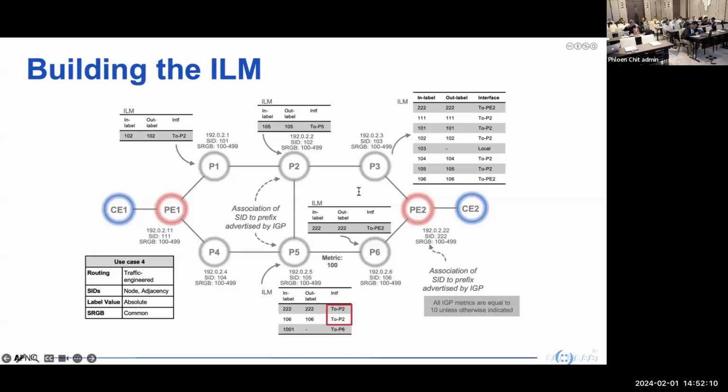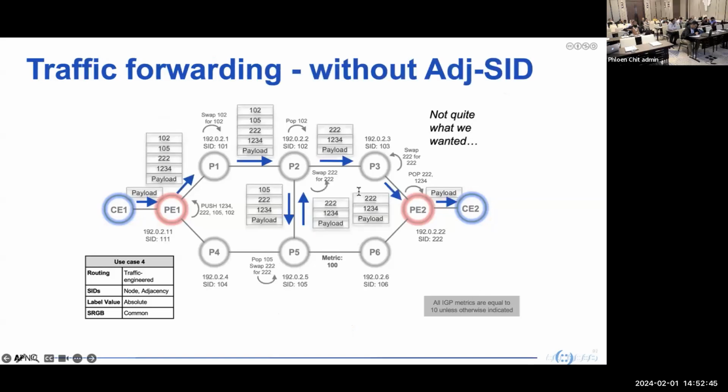That's why in this case, we need to make use of another seed called the adjacency seed. For example, from P5 to P6, we will define an adjacency seed of 1001 for this specific interface. When we make use of this adjacency seed, it will simply tell P5 that regardless of your IGP metric or shortest path, you simply push the traffic out through this interface to P6. Don't care about anything, just push it out through this interface.